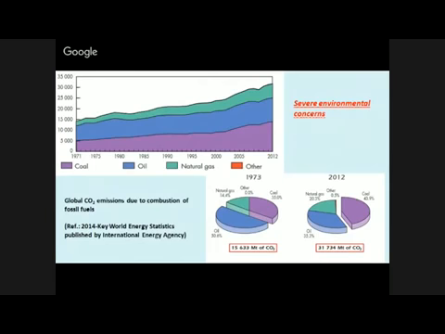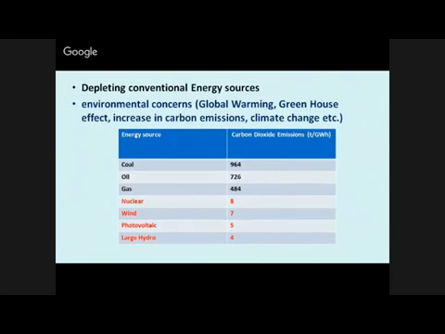So there is a lot of stress on the consumption of our resources, and due to that there is a severe impact on the environment. That is the biggest drawback of using conventional energy resources. Two things I have told you: depleting conventional energy sources are a big issue, and due to their utilization we have environmental concerns, which include global warming, greenhouse effect, increase in carbon emissions, and climate change. All these issues are there, and nowadays everyone discusses them in newspapers and scientific magazines.